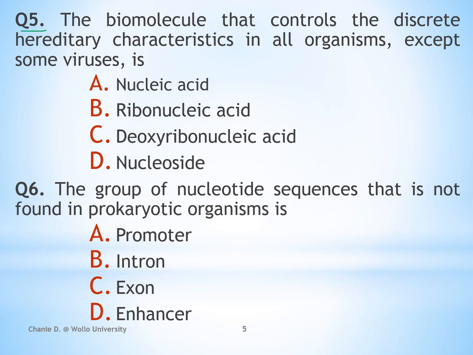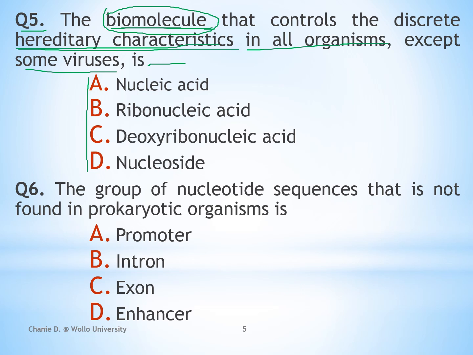Question number 5. The biomolecule that controls the discrete hereditary characteristics in all organisms except some viruses is blank. In this question, the keyword is biomolecule. Actually, all those alternatives are biomolecules. Therefore, biomolecule is common for all, but discrete hereditary characteristics is an important keyword. Hereditary characteristics in all organisms except some viruses are the indicators for the specific answer from the given alternatives.